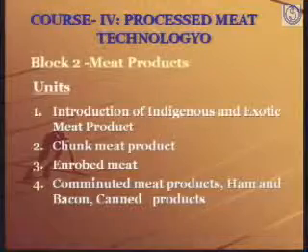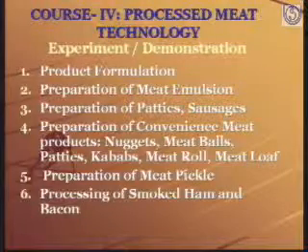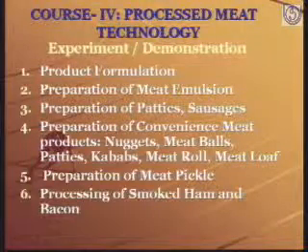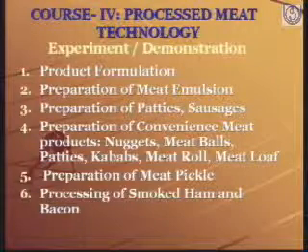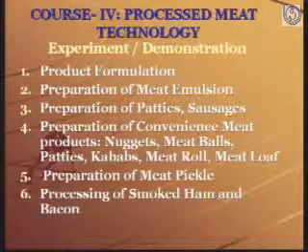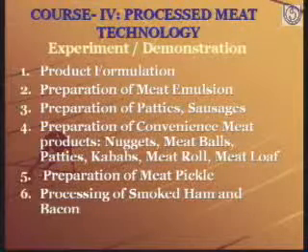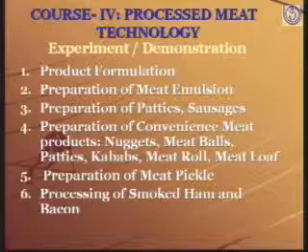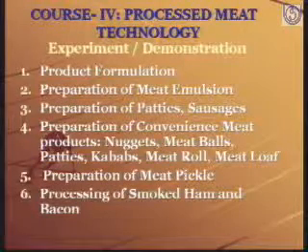Now we are coming to the experimental aspect of this course 3. There are 6 experiments. First is product formulation, second is preparation of meat emulsion, third is preparation of patties and sausages, fourth is preparation of convenience meat products like nuggets, meatballs, patties, kebabs, meat rolls, meatloafs, etc. And fifth one is preparation of meat pickle, sixth is processing of smoked ham and bacon.